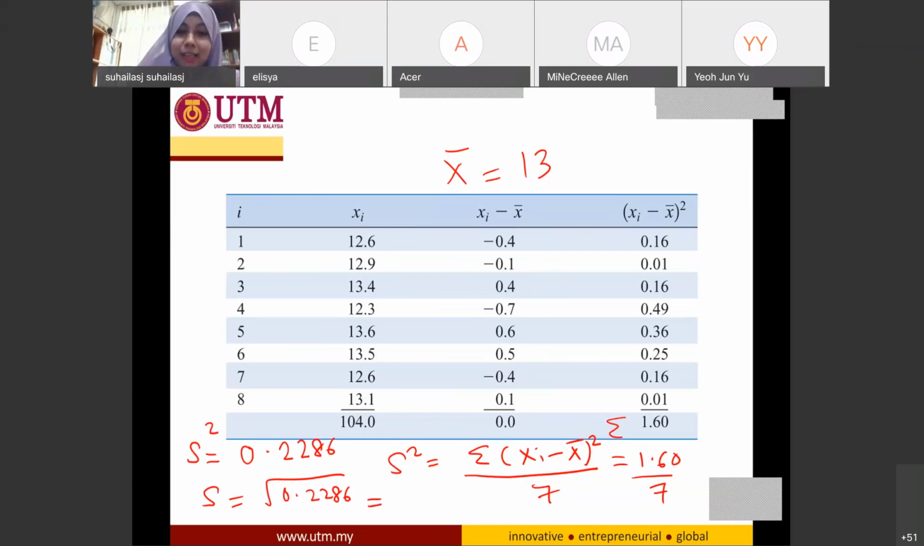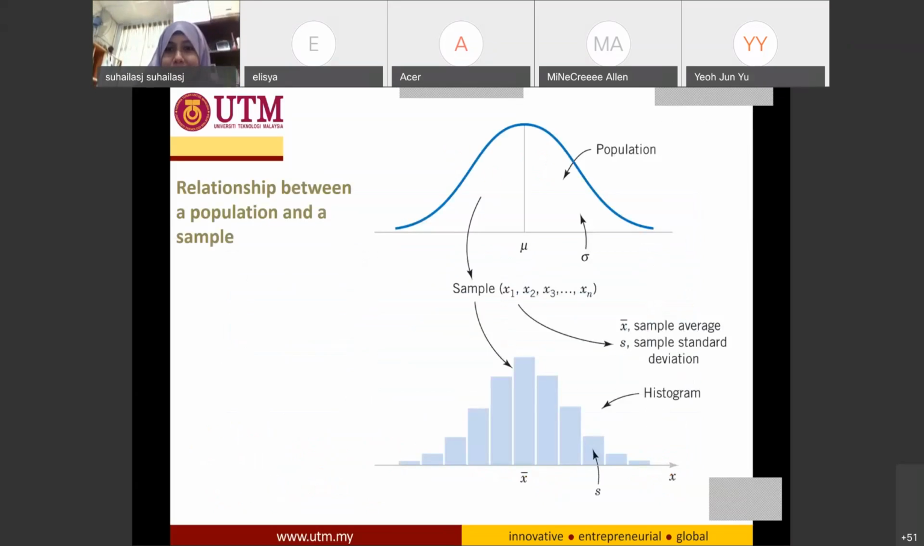Boleh. Okay, do you have your calculator with you? Ada calculator tak dengan kamu, you all? Ada. Yeah. Ada, Doktor, ada.